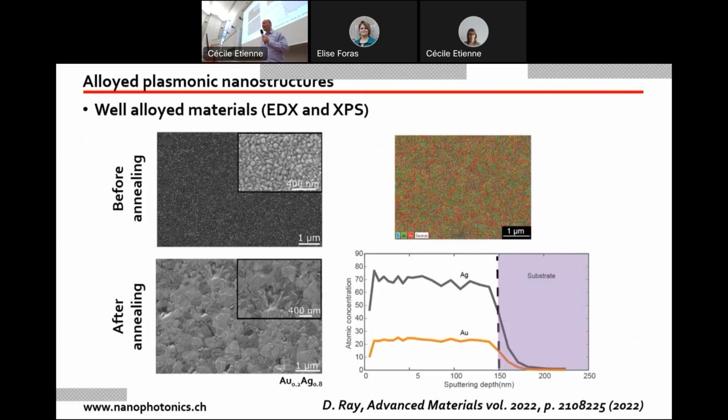We can look at X-ray photoelectron spectroscopy, which is here. We go through the thickness, and we see that through the material we have, in that case, 20% gold, 80% silver, and that goes through the entire material. Initially, we had two separate layers. Here we have just one layer. Or you can look also at the top with energy dispersive X-ray, and here you see that the two materials are perfectly mixed throughout the entire specimen.